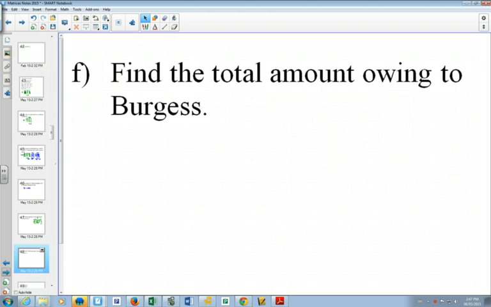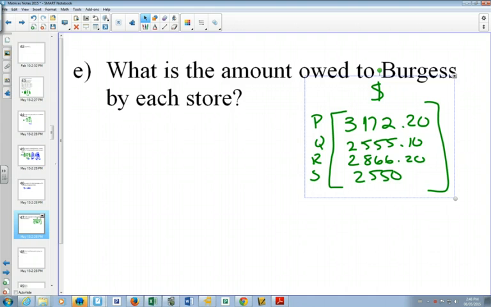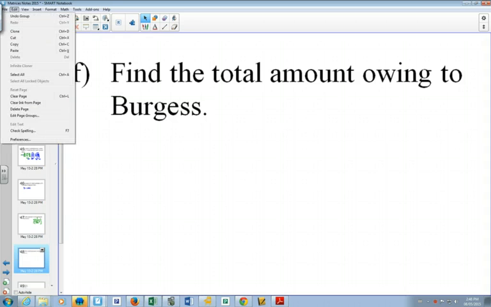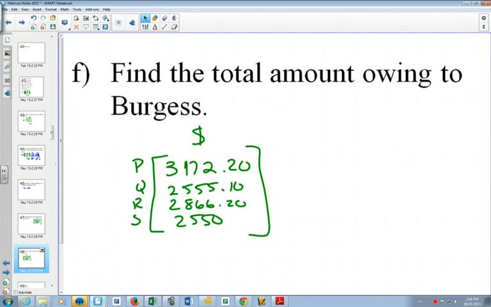And if we wanted to find the total amount of all of these together, what would you have to do? Just add them all up. Could you think of a matrix way to do that? Because we have this one right here. It's so easy just to add those up. But this one here is, how big is it? It's a 4 by 1.